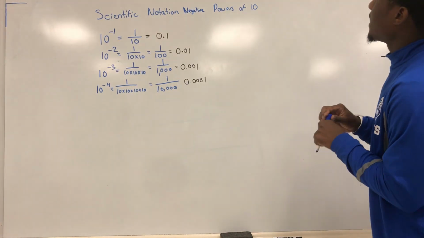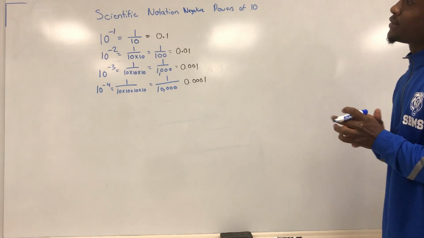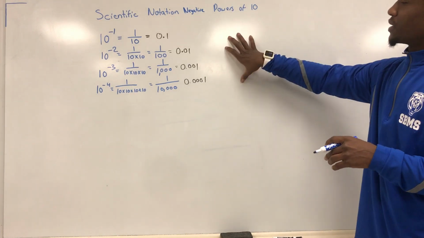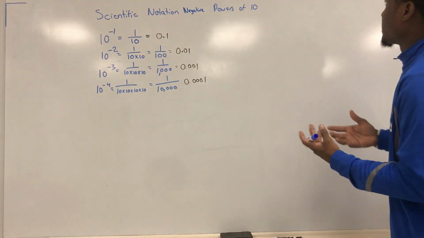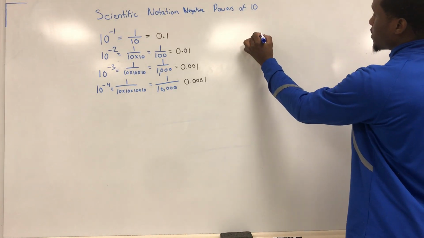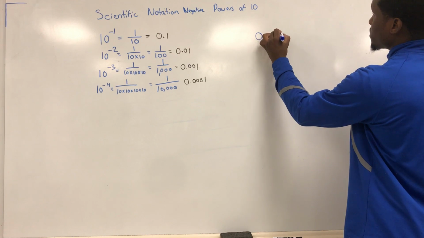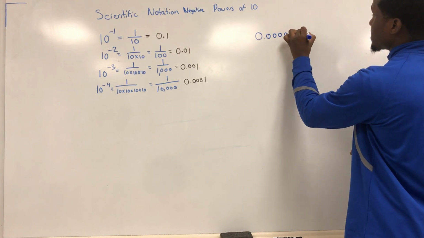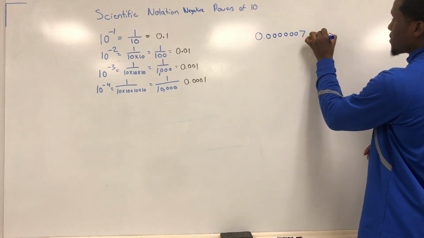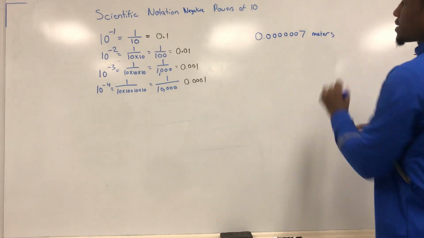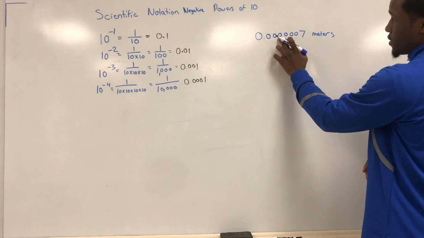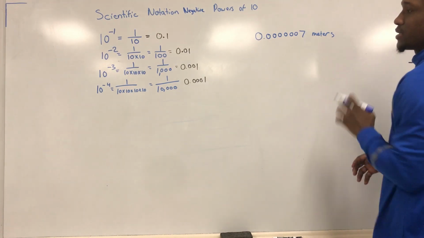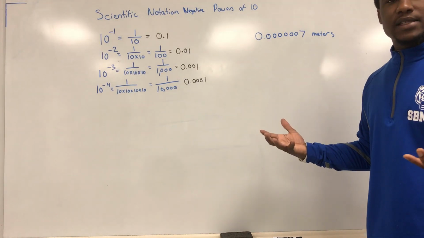Now let's say, why are we doing this? Let's say we have the average diameter of a red blood cell. That's going to be about 0.000007 meters. So instead of writing this all the time, 0.000007 meters, we could just go ahead and write it in scientific notation.